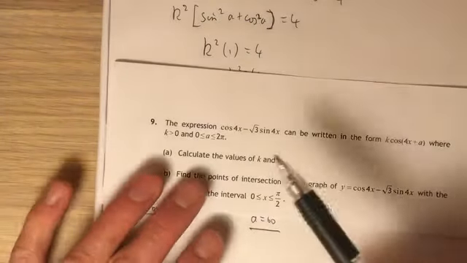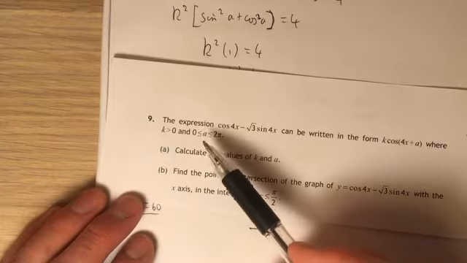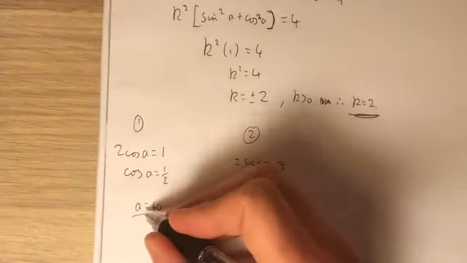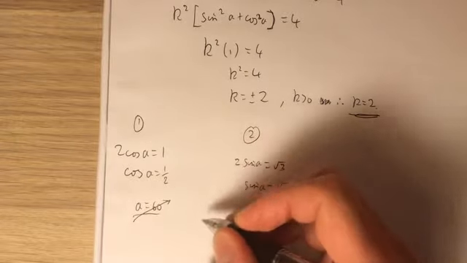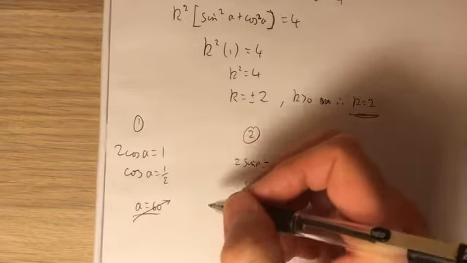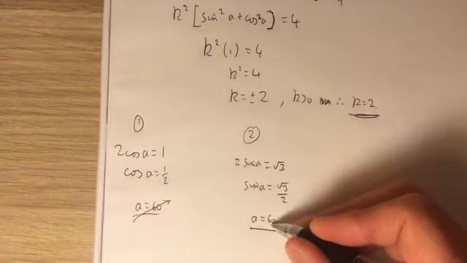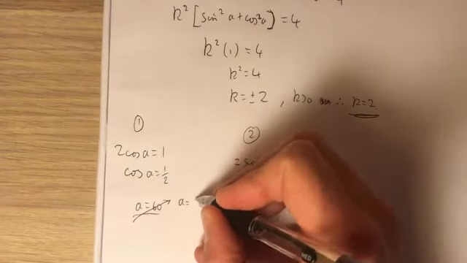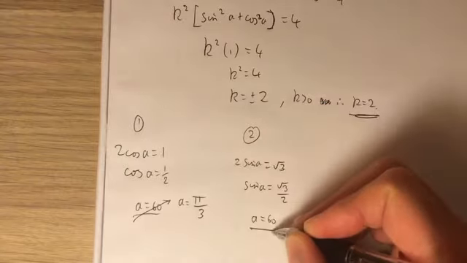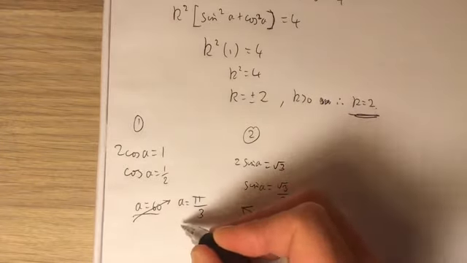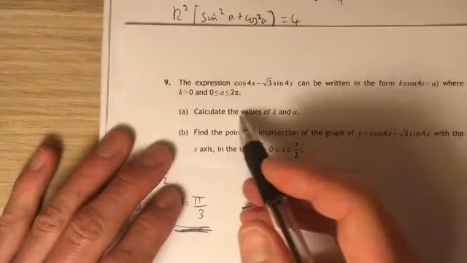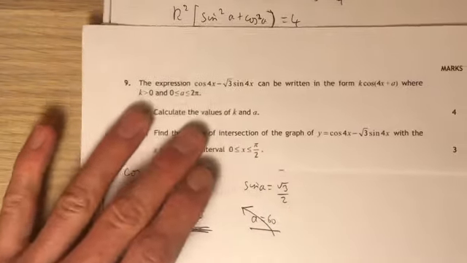Check it out, right? They wanted the radians thing. They want it between 0 and 2 pi. So it's not 60 at all. What is it supposed to be? Well, 180 is pi, so 60 is 1/3 of the way to 180. So actually, a is going to be pi over 3. There you go. A is pi over 3. K is 2. And that's what the question asked me to do. Great.